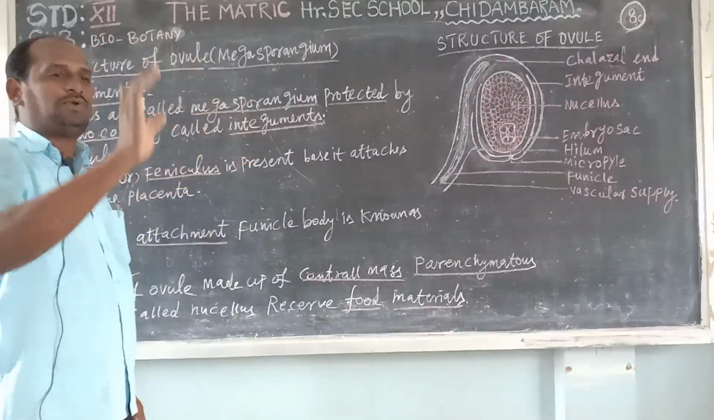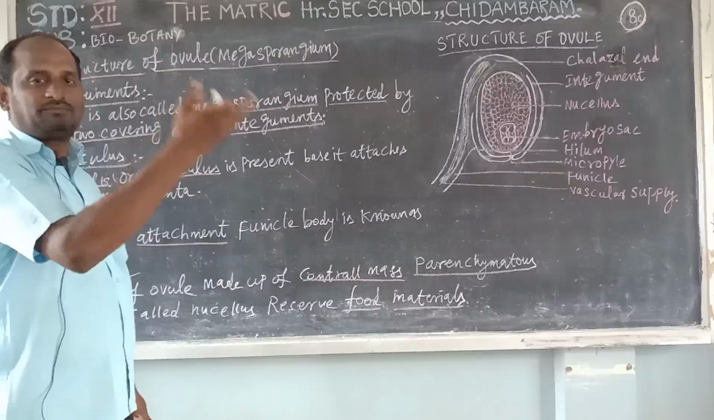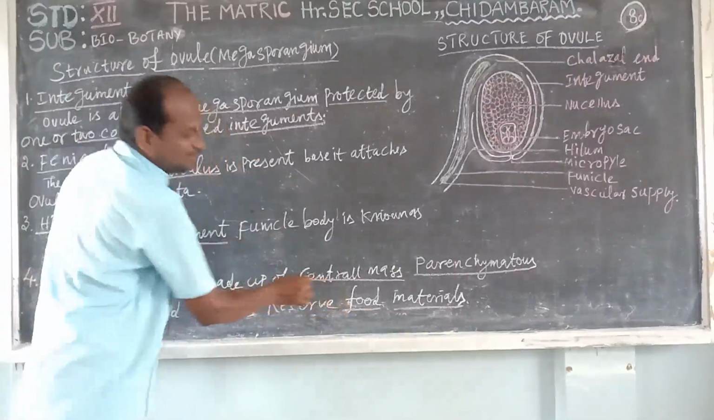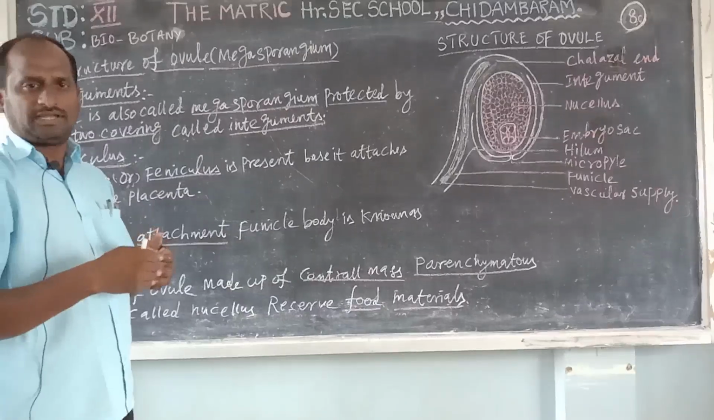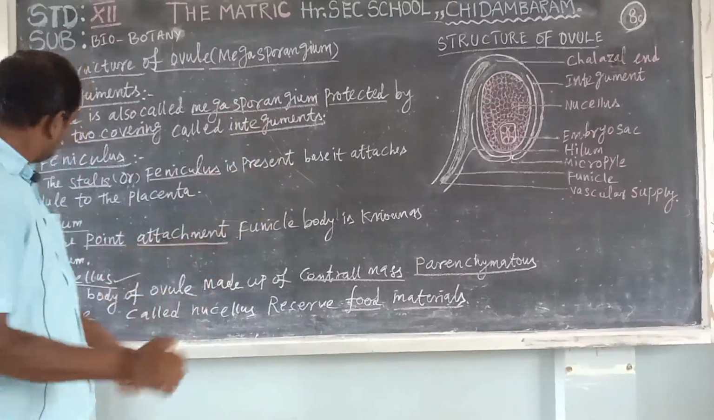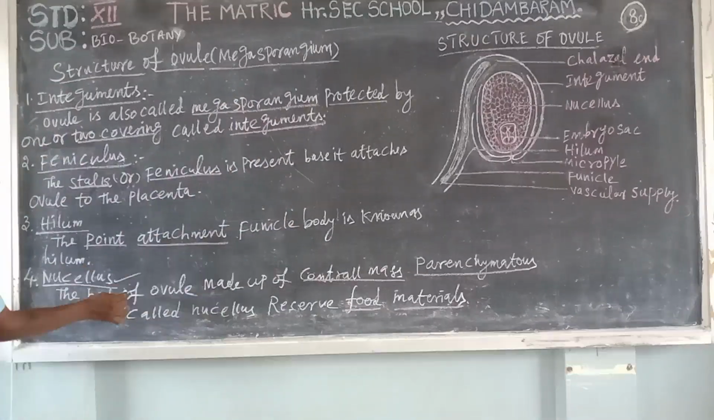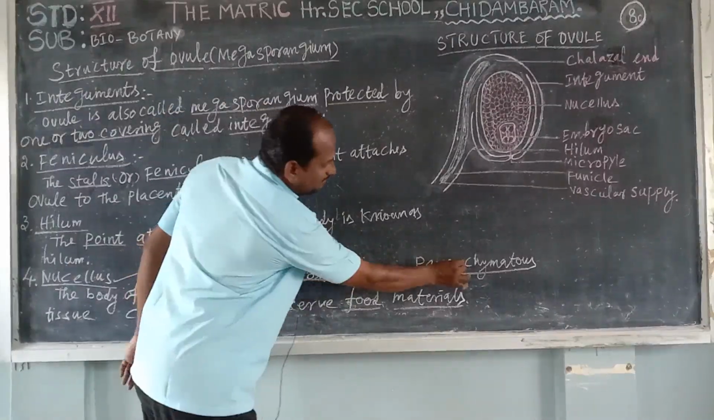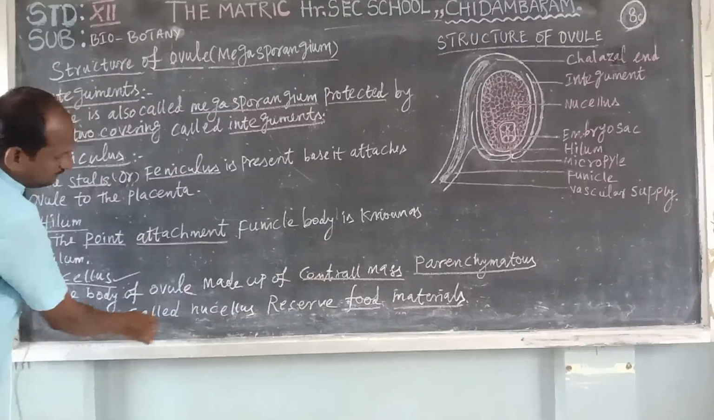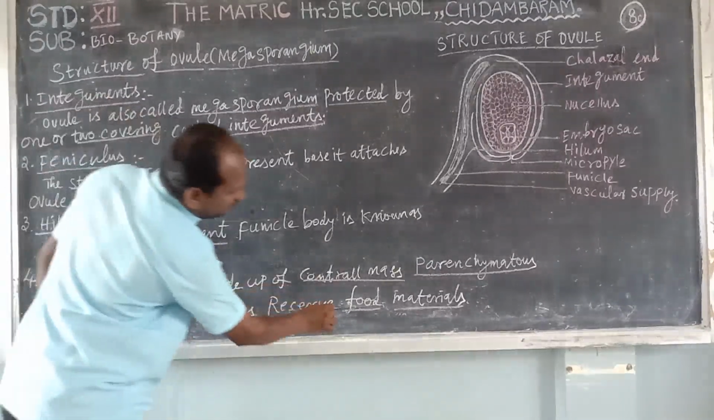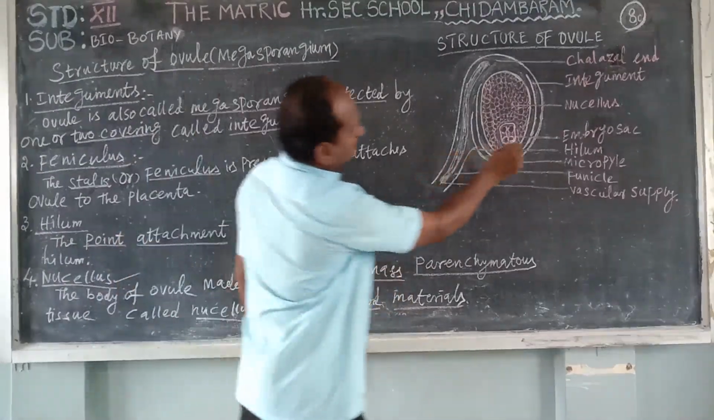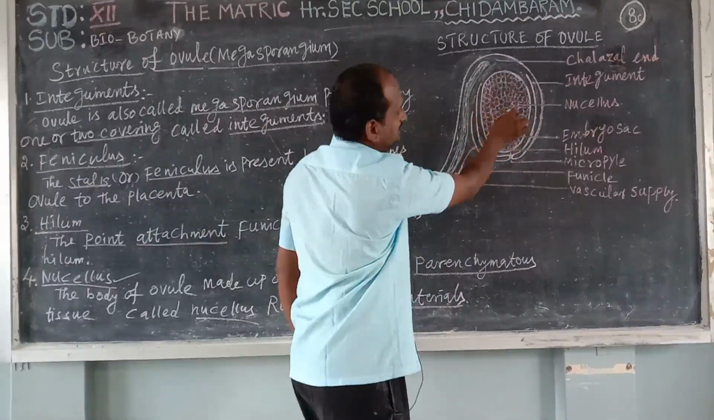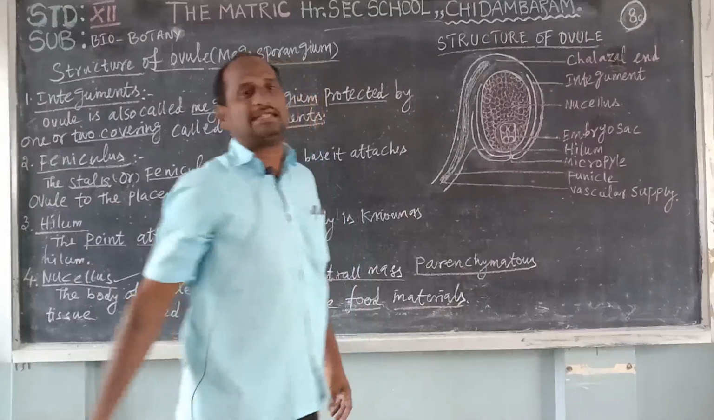In every plant flower, after fertilization, the formation of the seed stores food material. The nucellus supplies the food material for the formation of the ovule. The body of the ovule is made up of central parenchymatous tissue called the nucellus, the reserve food material. The nucellus is the central body; in all ovules the center is the nucellus. These are its characters.